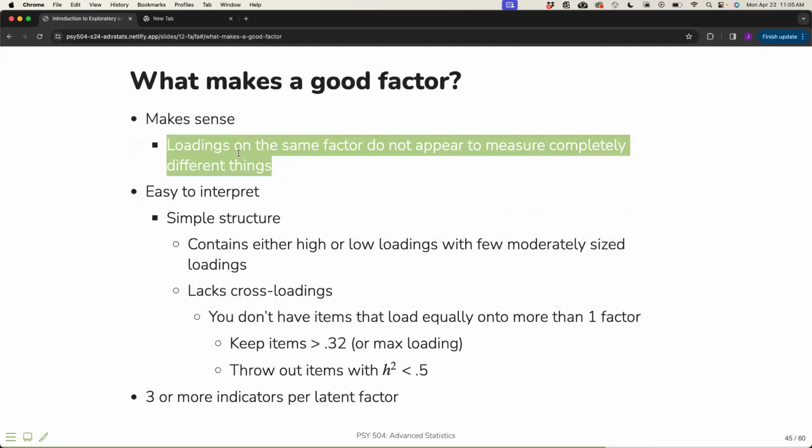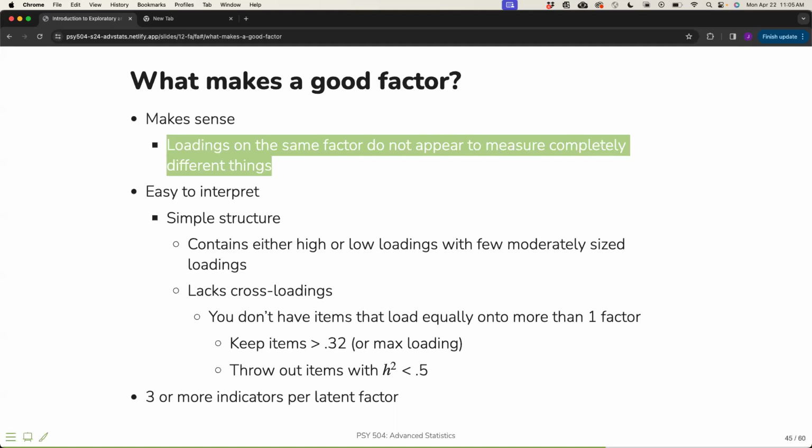So what makes a good factor? There are several things that make a good factor. One is that it makes sense. So we want items that measure the same thing loading on a factor. We don't want items that measure different things loading on a factor. That's problematic. We want to make it easy to interpret, so we need to make sure we have a simple structure for our factor solution. This means that our factors have high loadings and really low loadings and really few moderately sized loadings. We don't want cross loadings where items are loading on multiple factors.